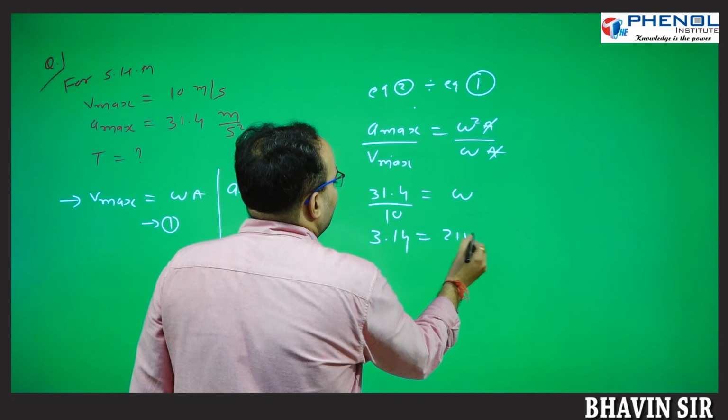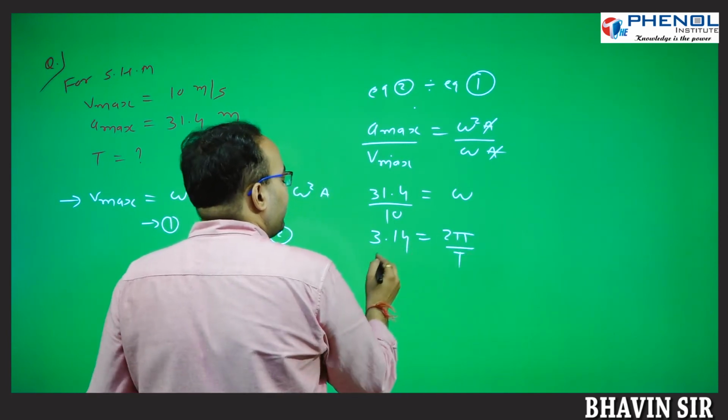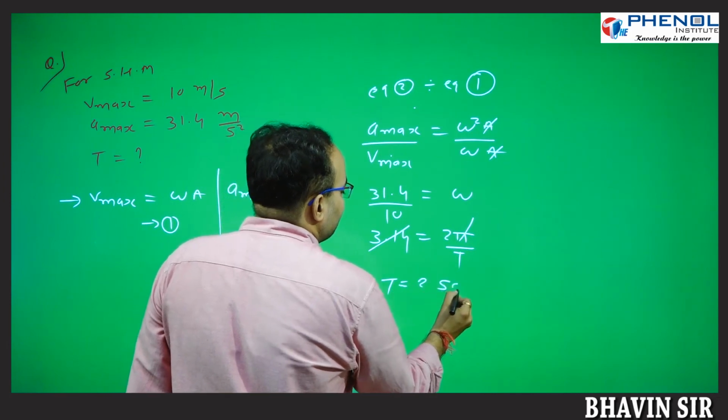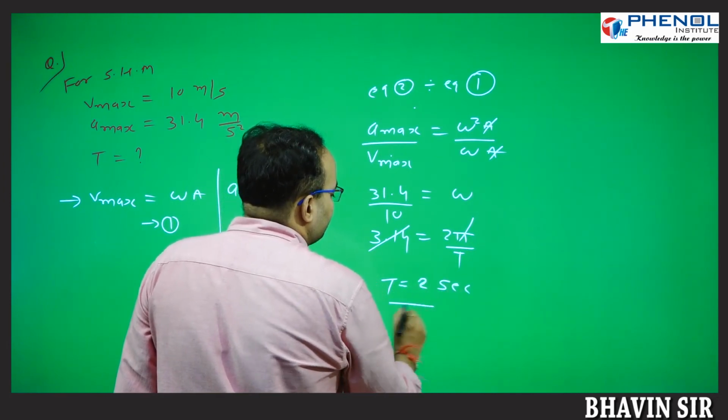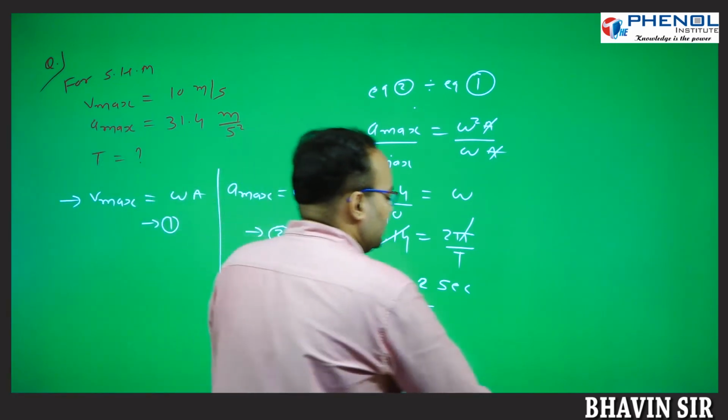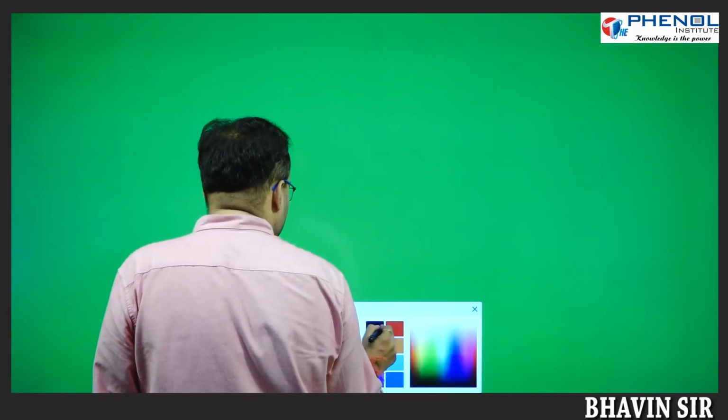What is omega? 2 pi by T. 3.14, pi is 3.14, cancel. So what is the time period? 2 seconds. Okay, so what is the time period? 2 seconds. Now students, one question is in homework.